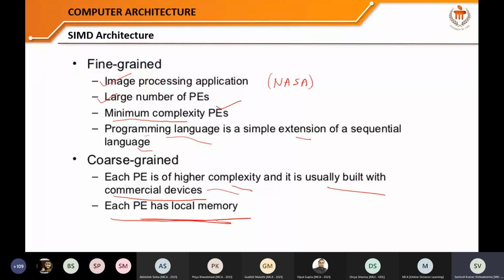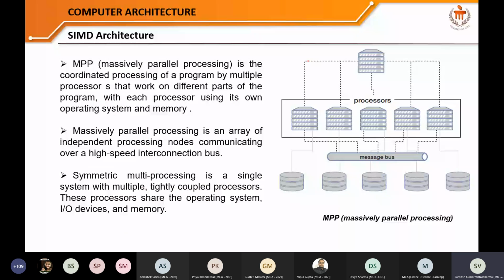Let us explore some other examples through which you may understand. One very important aspect of working with the SIMD architecture for the first category is massively parallel processing. As you can see in the system itself, there may be memories connected through the message bus to the processors, and they consist of coordinating processing of a program by multiple processors that work on different parts of the program, with each processor using its own operating system and memory. This was very relevant in the 80s, before we come to the modern systems, and still there have been different processors that implemented this kind of structure.